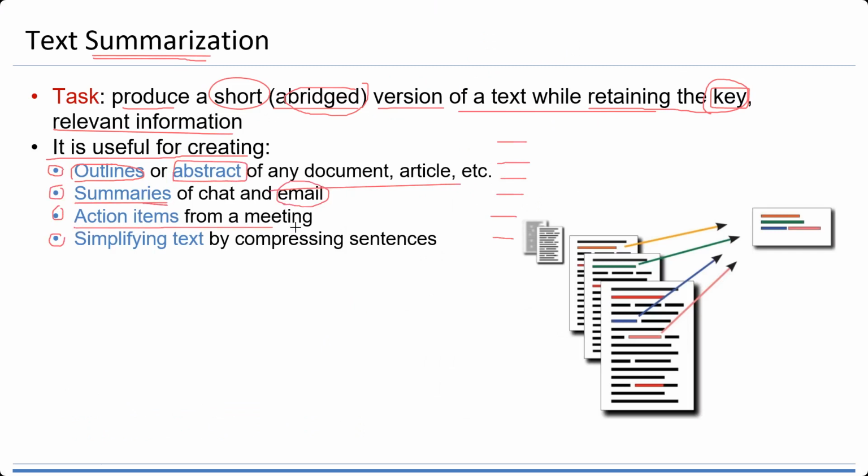Action items from a meeting. So if you join any meeting, there will be a record or minutes of meetings, and usually the meeting notes are very long. We want to just extract what are the action items. Or we want to simplify text by compressing sentences. So like this one, if you have many documents, then you can just have a short version, because this is the text summarization.